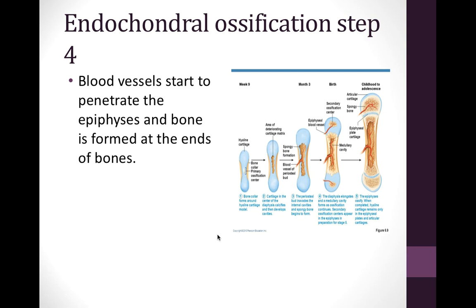Step 4. All right, so the blood vessels are going to start penetrating the epiphyses of the bone. So right now, the diaphysis of the bone's all good. It has bone in it. It has the medullary cavity where bone marrow is going to be. So now we're going to need the ends to form the bone too. So the blood vessels are going to penetrate the ends. So it's going to penetrate the epiphyses, and bone's going to start to be formed here.